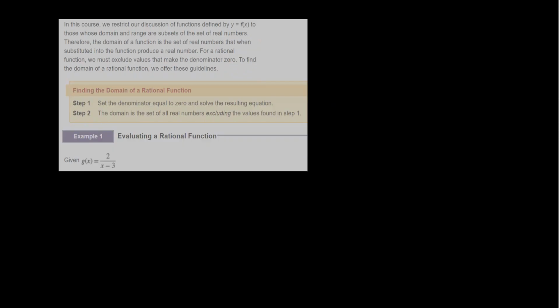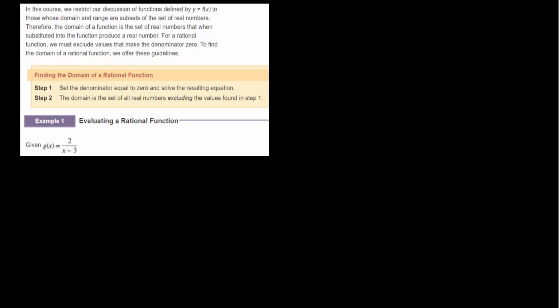In this course, we restrict our discussion of functions defined by y is equal to f of x to those whose domain and range are subsets of the set of real numbers. Therefore, the domain of a function is a set of real numbers that when substituted into the function produce a real number. For a rational function, we must exclude values that make the denominator 0.